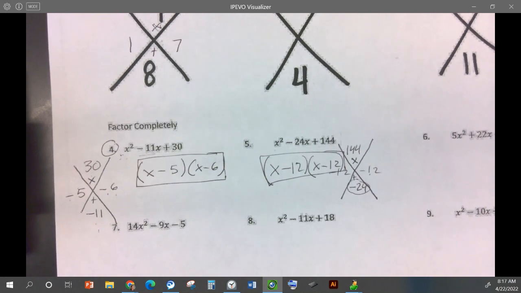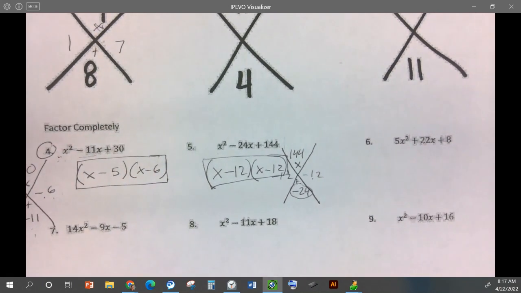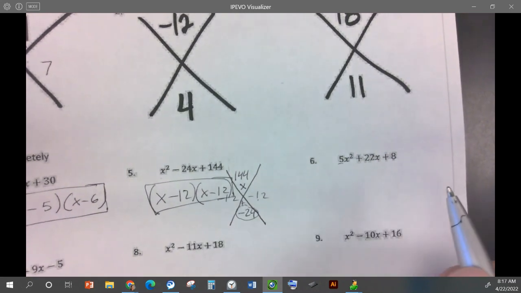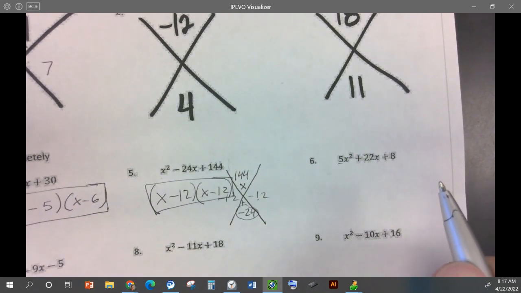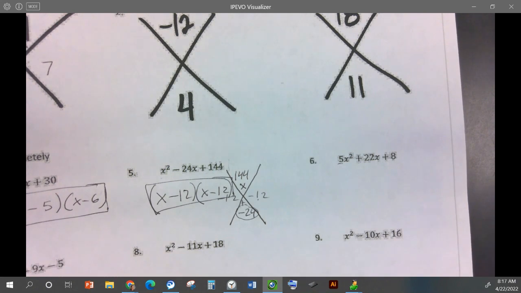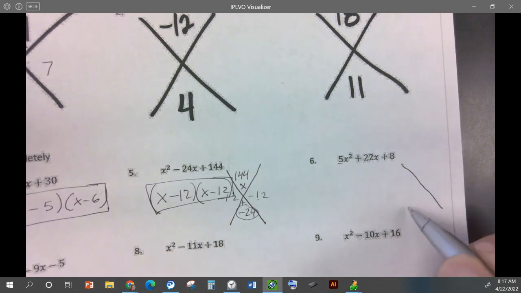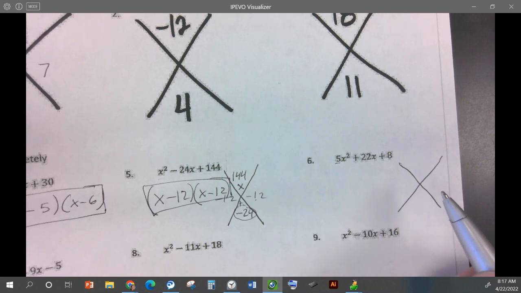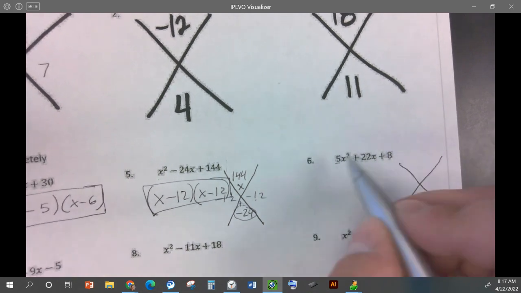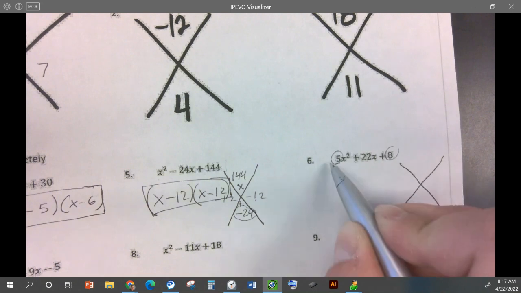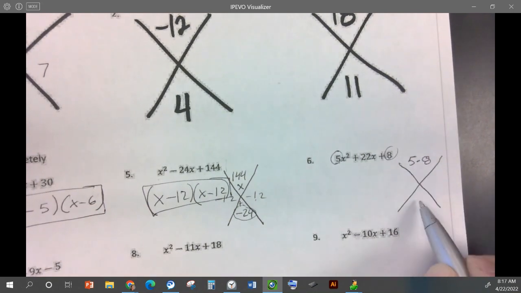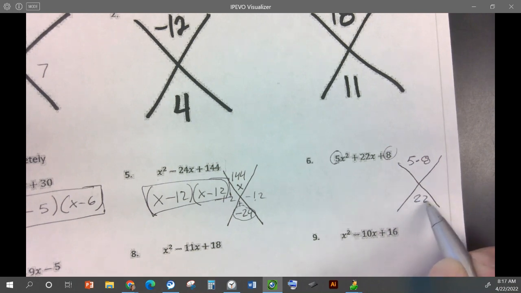Okay, let's also do number 6. Number 6 has a 5 in the front. So this is like the 2 harder worksheets that we did. So how are we going to set up this factoring problem? Good. 5 times 8. So the first number times the last number. 5 times 8 at the top. And what goes in the bottom? Good. The middle number, 22, goes at the bottom.